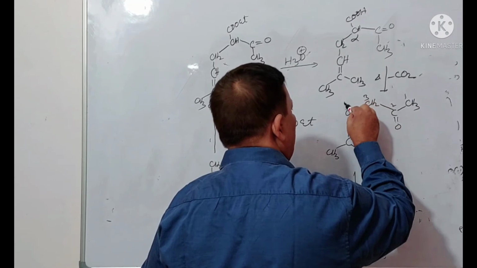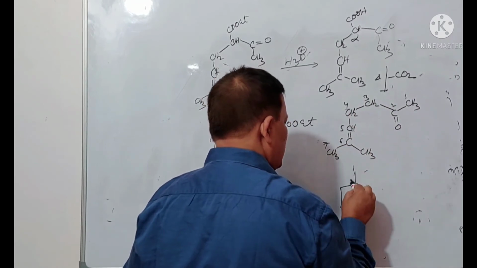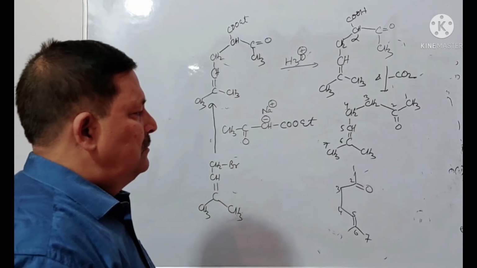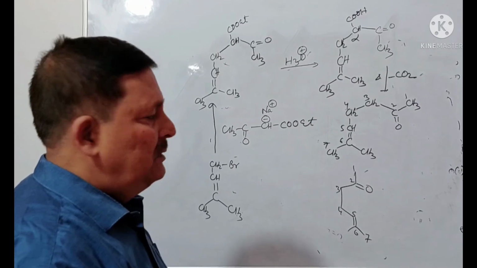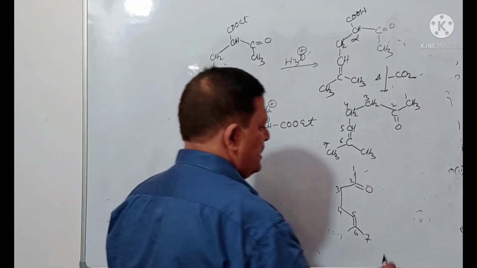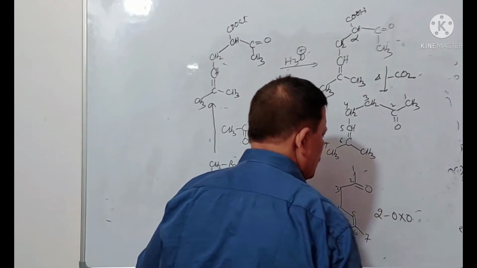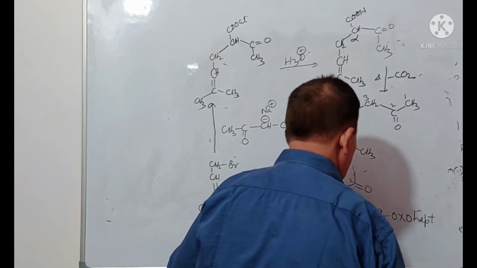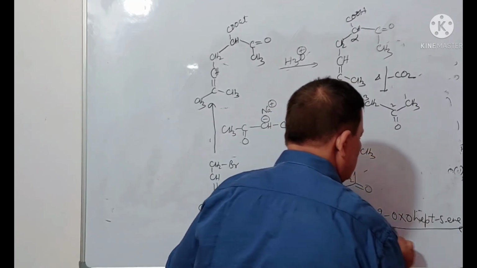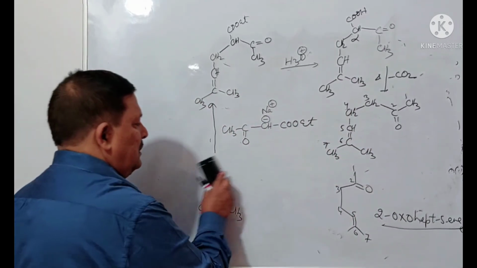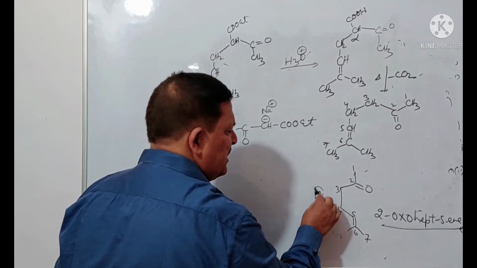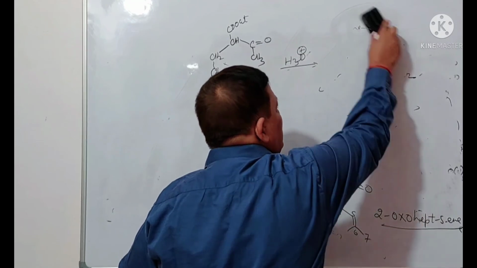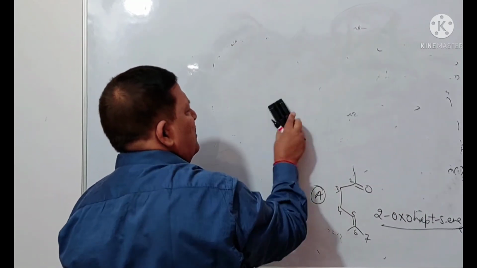This is 1, 2, 3, 4, 5, 6, 7. It is 2-oxo heptene. This is 2-oxo. This is called the reaction intermediate in the synthesis, and this intermediate through the Reformatsky reaction is converted into citral.